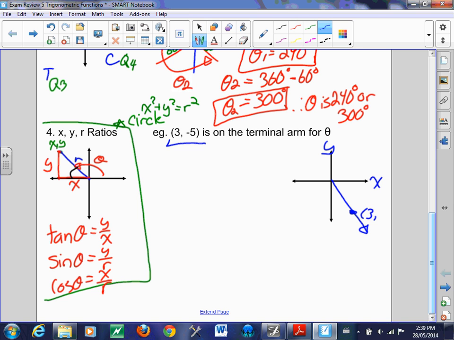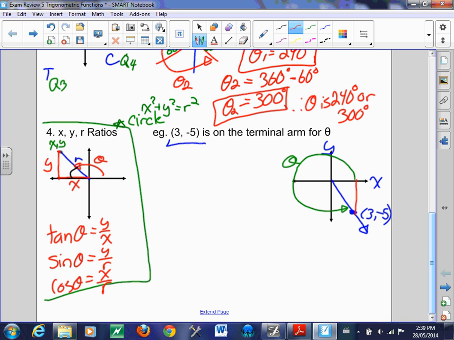So 3 and -5. Okay? What we're trying to find eventually is the angle that starts at its initial arm and ends at what they call the terminating arm. We're going to call that theta. So based on that, ladies and gentlemen, we need to figure out how to fill this triangle in.